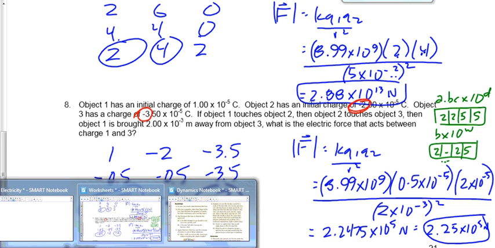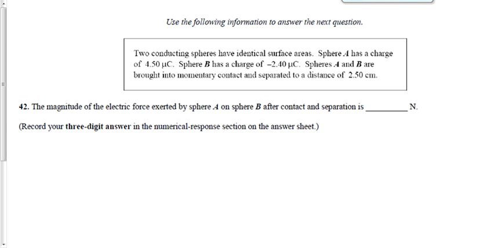All right, well, let's move on a little bit. Here's a question that you haven't seen before, although your homework questions were much like this. I'm going to get you to spend about 60 seconds at your desk to see if you can do number 42 by yourselves, please. Two conducting spheres have identical surface areas.